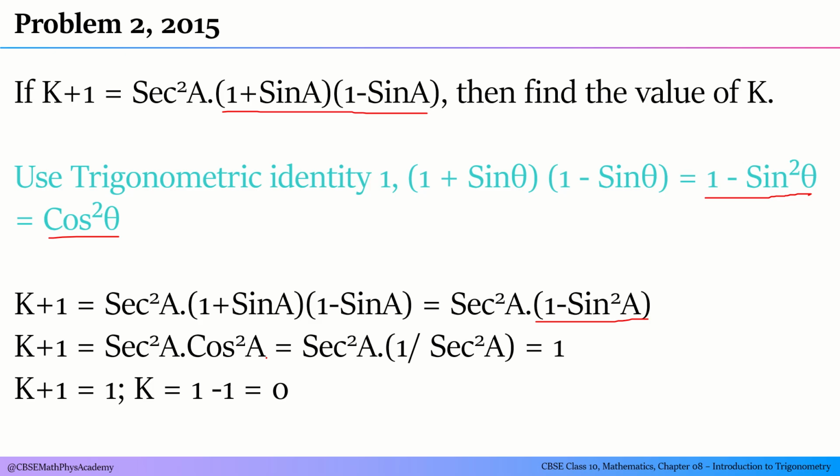Cos and secant have an inverse relationship. So now either you can put sec A is equal to 1 by cos A, or you can put cos A is equal to 1 by sec A. So secant square A into 1 by secant square A is equal to 1. We have now k plus 1 is equal to 1. Solving this, you get the value of k as 0.